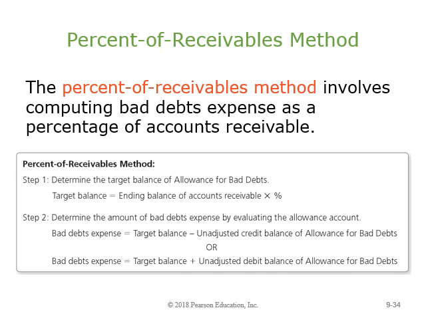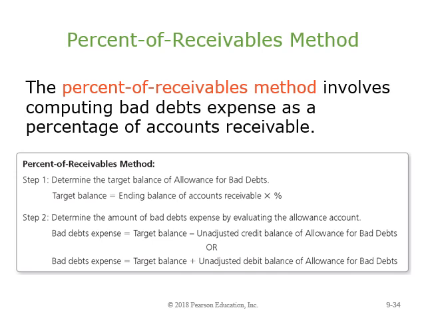The second method that we can use to determine our allowance for bad debt is the percent of receivables method, and this involves a couple of different steps. The first step is to determine the target balance of our allowance for bad debts. To do this, we take the ending balance of our accounts receivable and multiply it by whatever percentage we've determined is suitable for our uncollectible balance.